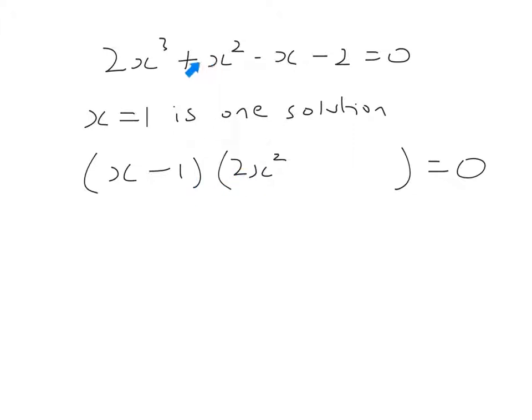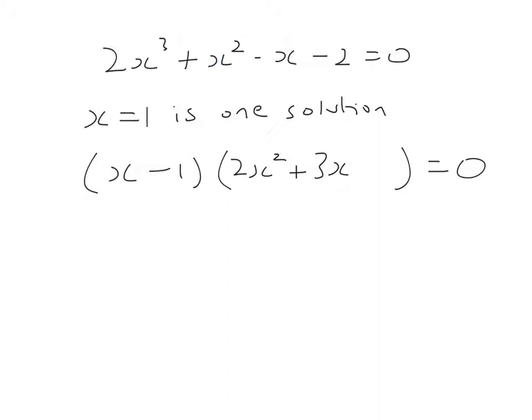But I want it to be plus 1x squared. So from here I've got to be able to add on 3x squared. So that's going to be 3x. Let's just check that. Minus 1 times 2x squared is minus 2x squared. x times 3x is plus 3x squared. Minus 2x squared plus 3x squared gives plus 1x squared.